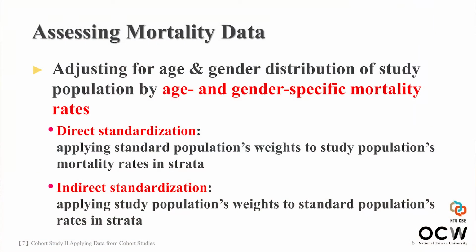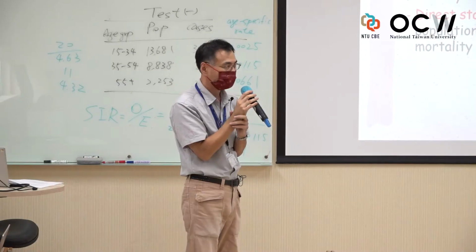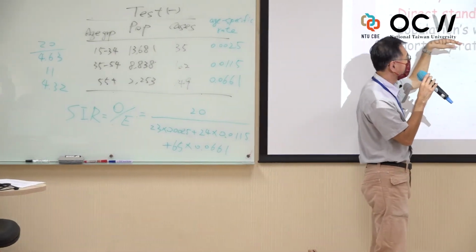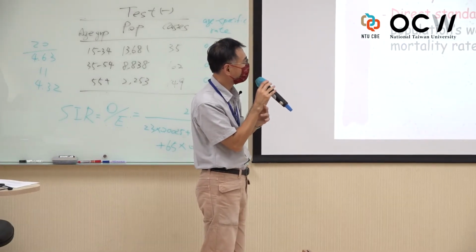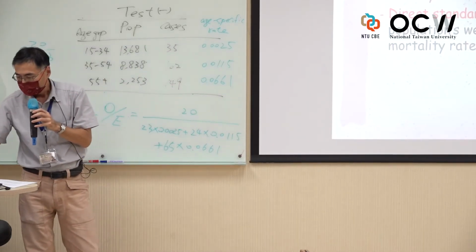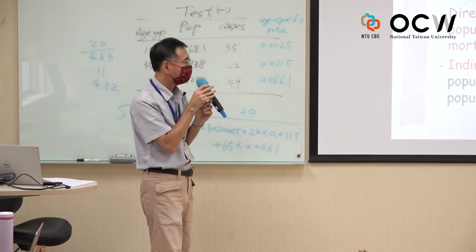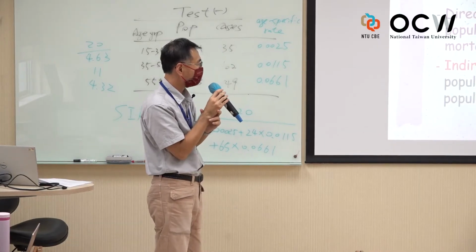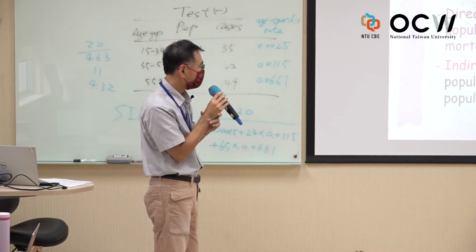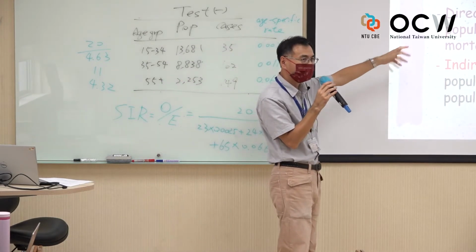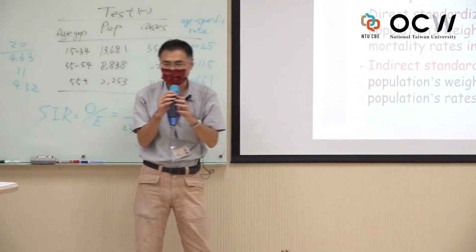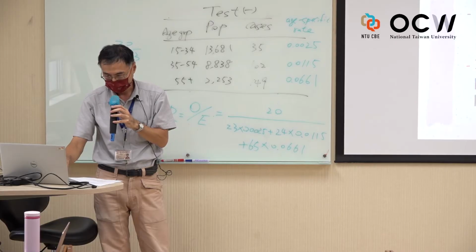With direct standardization, we are applying standard population weights to the study population's mortality rates in strata. In other words, we use the percentage of each age and gender group in the standard population for the calculation. In contrast, we use indirect standardization to do the calculation by applying the study population's weights to the standard population's rates in strata. So it's the other way around. Similar calculation, but different material for different purposes.